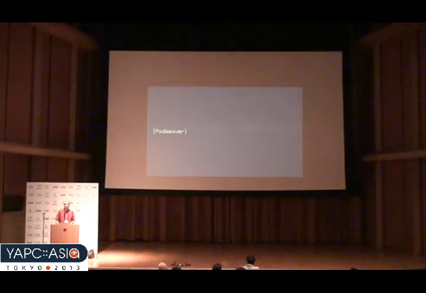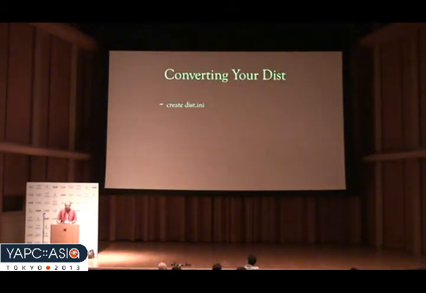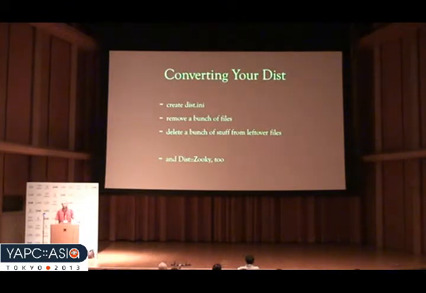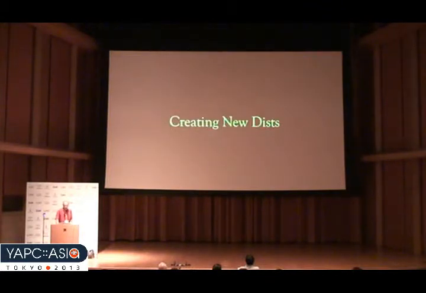So converting to Zilla, if you think this sounds interesting, is pretty easy. You make a dist.ini with whatever configuration you like. You delete a whole bunch of files. Then you delete a whole bunch of lines from other files. Or you could use Dist::Zooky, which tries to do this automatically for you. Converting a dist to Zilla is very easy.